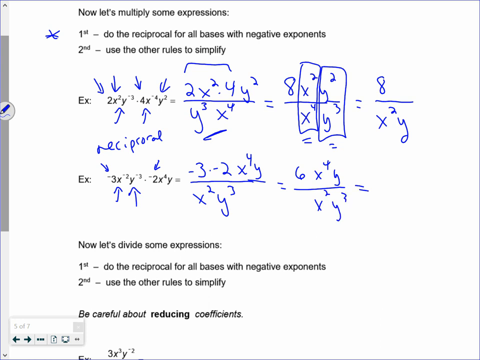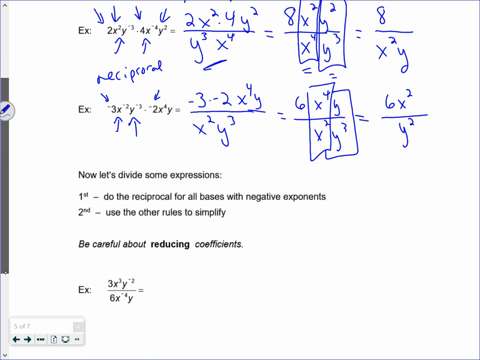And now, at this point, we have a question we have done before. 6 goes right here. Look at your x's. 4 on top, 2 on the bottom. That leaves me with 2 on the top. Then look at your y's. 1 on the top, 3 on the bottom. That leaves me with 2 in the denominator.